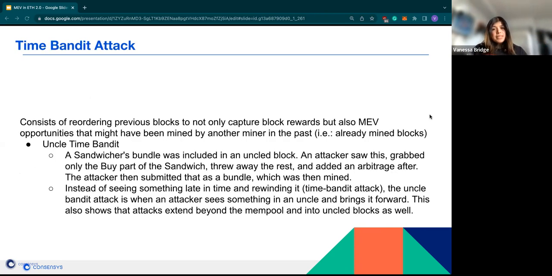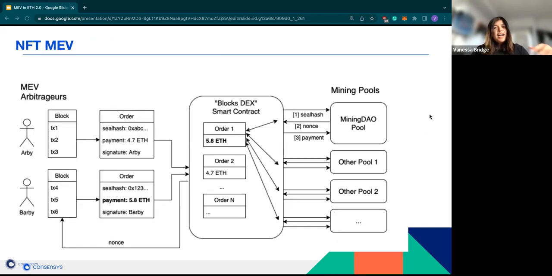You also have time bandit attacks, where the idea is that you are not just reordering transactions, but you're reordering the blocks. So you can withhold blocks or wait before you release your own blocks as a miner, because you know that based on the transactions that you see, you can get more revenue. So again, all of these are affecting the consensus in one way or another, and it's not great for the network.